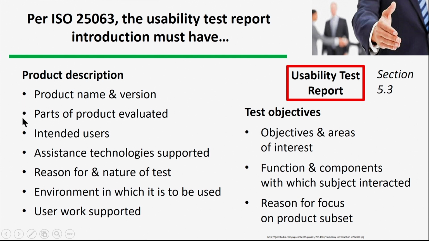In addition, there's more information about the introduction. Things like the product evaluated, the users, assistive technologies, why the test was conducted, the objectives, functional components, reason for the focus, and again, this is 5.3. And all I'm doing here is giving you a short listing of what's in there. There's actually a lot more there in the way of requirements, and this is just the introduction to the particular test report.